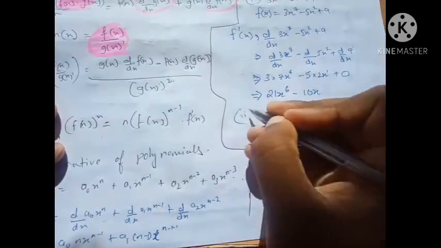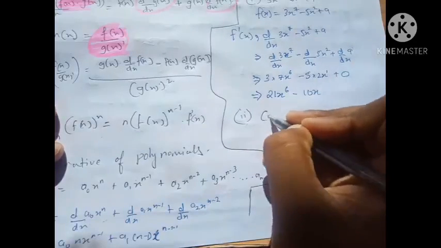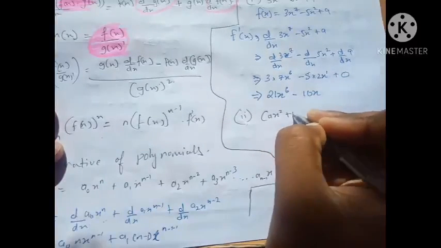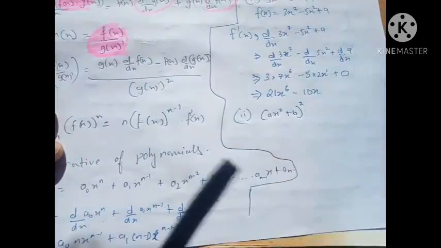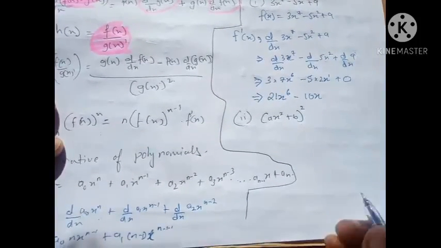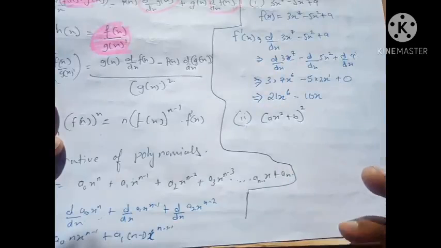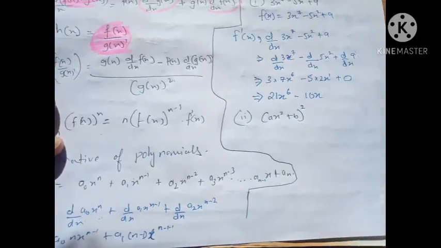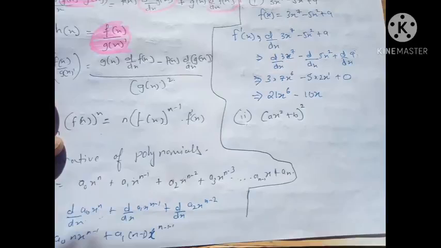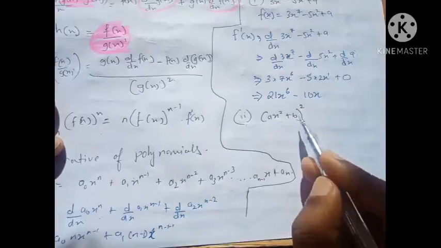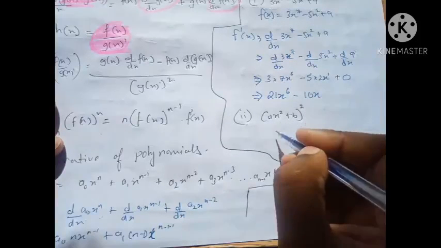Let's have a look at the third part. What does the third part say? (ax square plus b) whole square. Now I have to find the derivative of this with respect to x, but a and b are constant numbers. Constant term basically means numbers like 1, 2, 3, so they are acting as constant numbers. Okay, so I'll find the derivative.